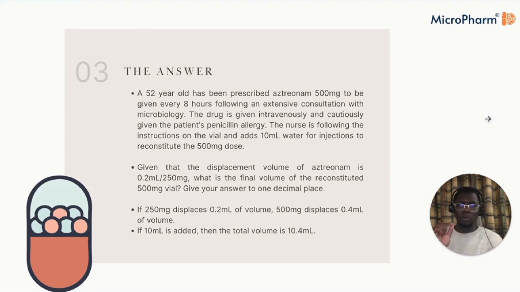So what's really important to note here is, firstly, the nurse is adding 10 ml of water of injections to reconstitute the 500 milligram dose. We know that the displacement volume for half of that, 250 milligrams, is 0.2 milliliters. So it would make sense that double the dose would displace double the volume. So 250 milligram displaced at 0.2, 500 milligram displaced at 0.4. Therefore, if 10 ml is added, then the total volume is 10.4 milliliters. And that would be your final answer.